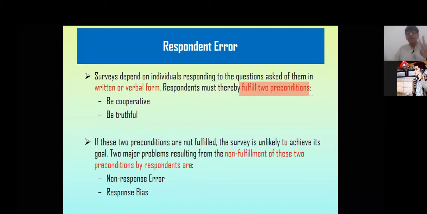So now the respondent has to fulfill these two conditions. Condition number one is to be cooperative. That means his cooperation is highly desirable. When you have agreed to become a respondent, it is your responsibility to be cooperative all the time. For example, in the verbal form, like the interview, the duration may be 15 minutes, 30, 60, maybe 120 minutes. But during the whole duration of the interview, you are required to cooperate all the time.